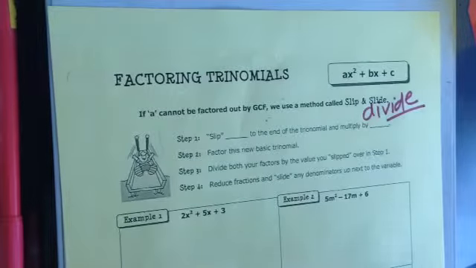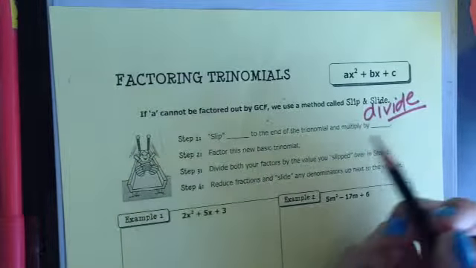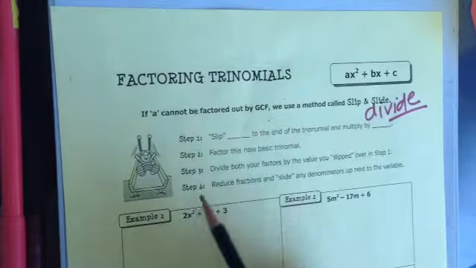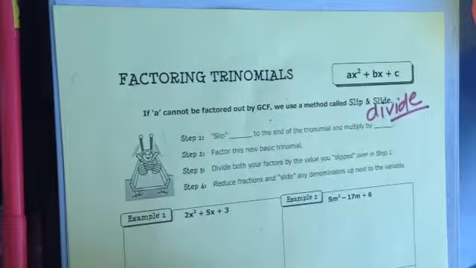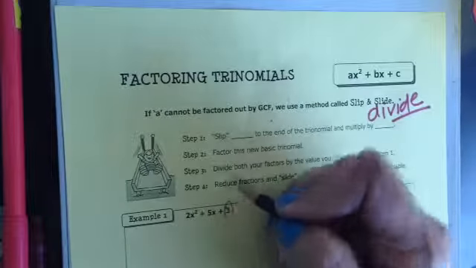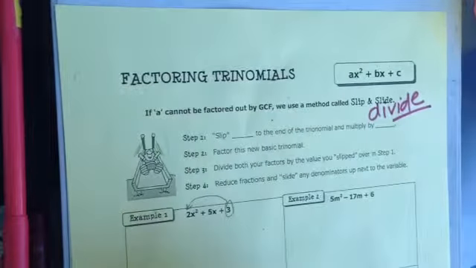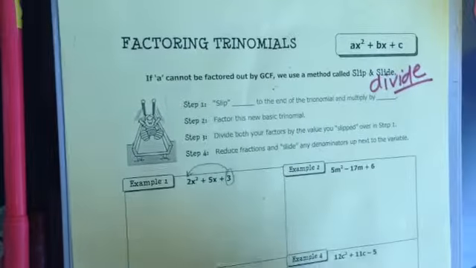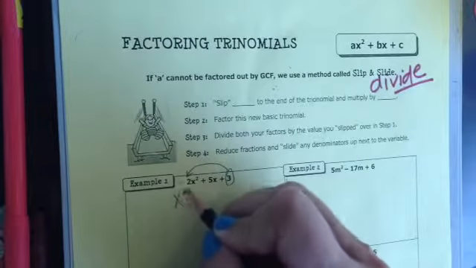Okay, factoring trinomials where our a value isn't 1. Slip, slide, and divide is what I want to call this method. What we're going to do, and just follow along with me, is take the c value and multiply it by the a. And watch how we're going to write the new trinomial.